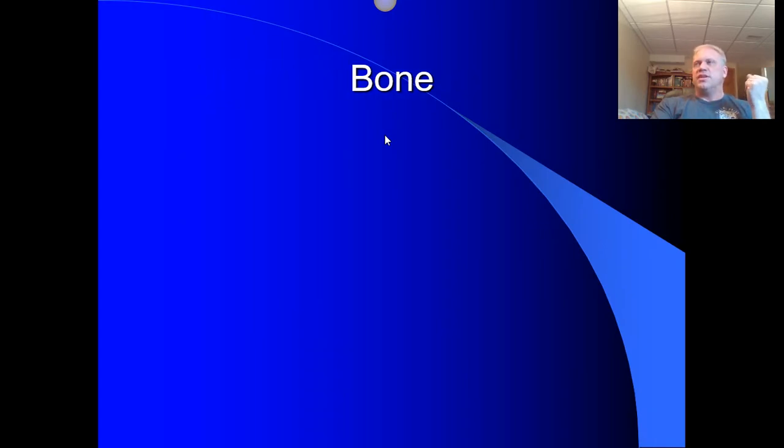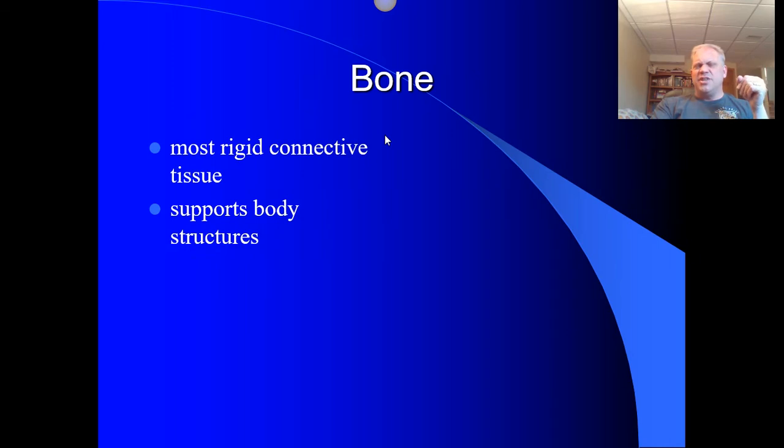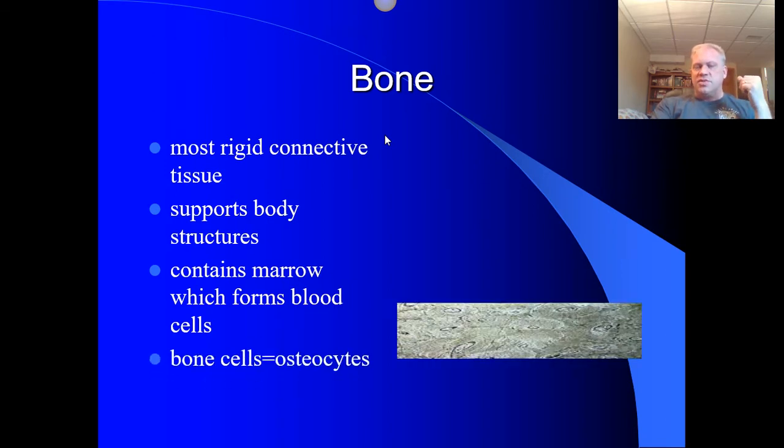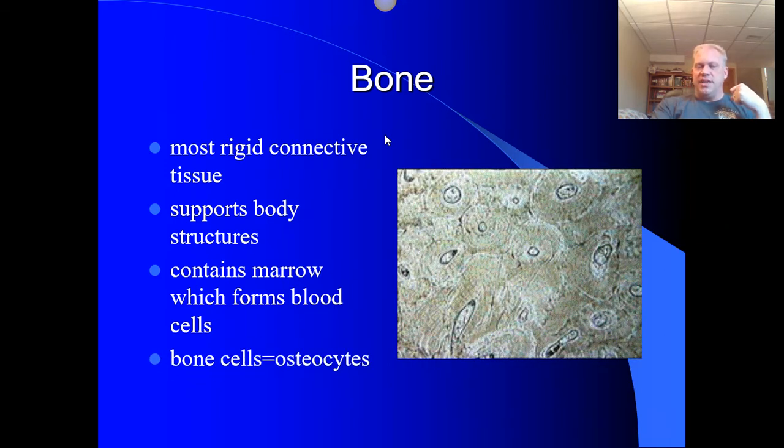Now, there are also other types of connective tissue, like bone. This is kind of a general overview. We'll study bone more in depth later, but it is a rigid connective tissue. It's where all of our blood comes from, and those individual cells are called osteocytes. Osteo meaning bone, cyte meaning cell. So we had chondrocytes with the cartilage we just saw. Cartilage is chondro. This is osteo.